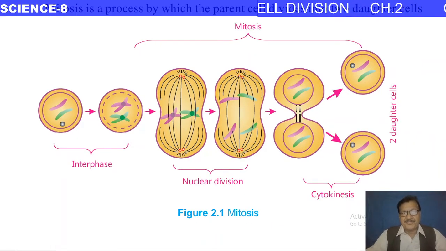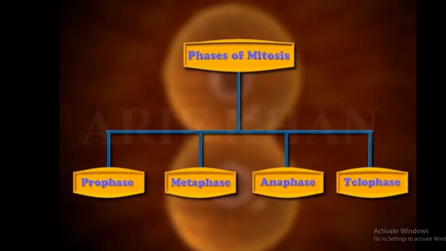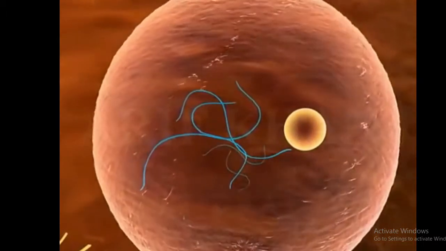How mitosis happens, I'm going to show you this animation. As a result, you will get clear about the division of mitosis. Let's see this one. Different phases of mitosis are shown here. The first one, prophase. The other one is metaphase. The next is anaphase, and finally telophase. See this video.